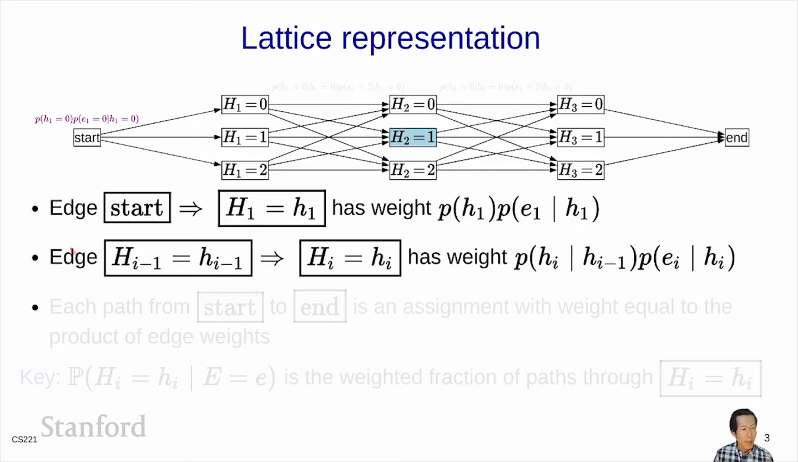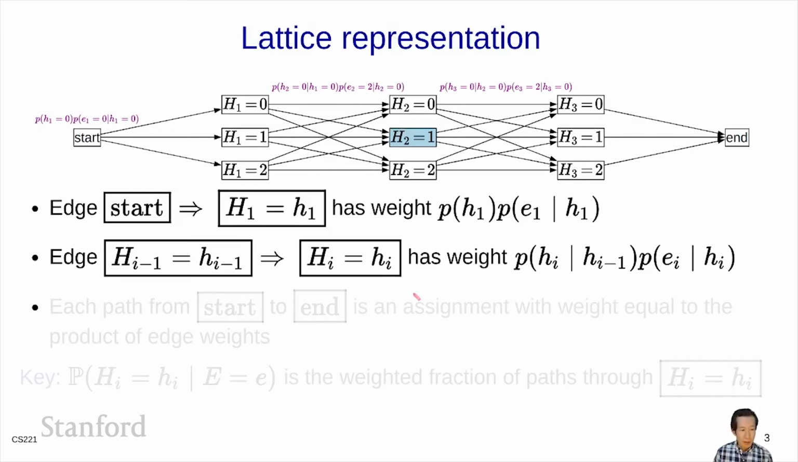Now the subsequent edges are between some hi minus 1 and some hi, and that has weight the transition probability times the emission probability of the destination state. For example, this edge here has weight probability of h2 equals 0 given h1 equals 0, that's the transition, times probability of e2 equals 2, which is what we observe as evidence, conditioned on h2 equals 0. And this one is h3 equals 0 given h2 equals 0 times the emission probability. And this edge doesn't have anything on it, so we'll assume it to be 1.